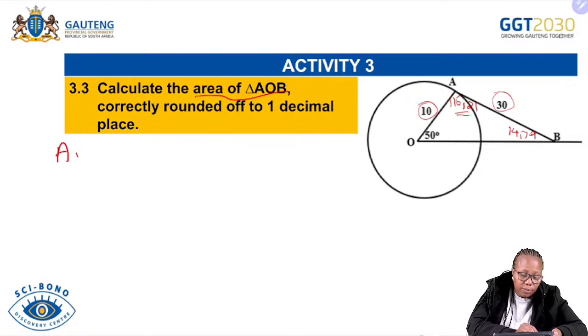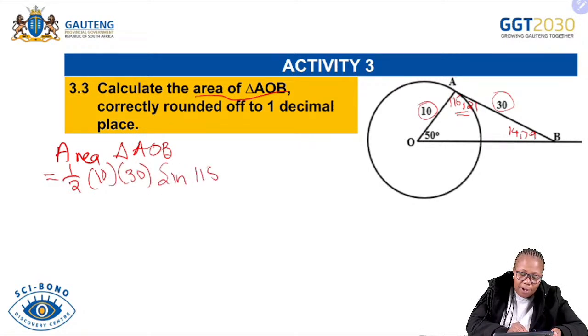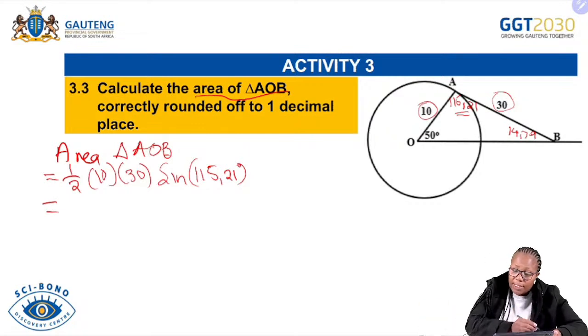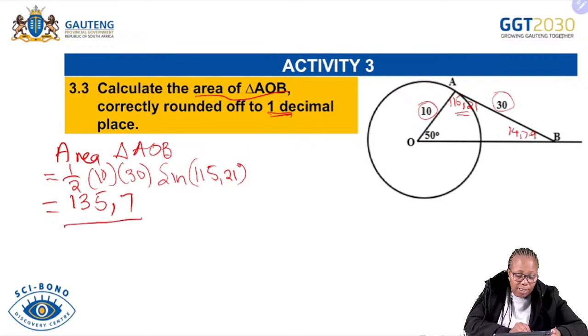Area of triangle AOB is equal to half the two sides, 10 and 30, included angle, sine of 115,21 degrees. And then into our calculator, straight to the answer. This is giving us how much? 135,7. That is to 1 decimal place. So we'll just stop there at 1 decimal. Please ensure that your rounding off is correct, grade 12.